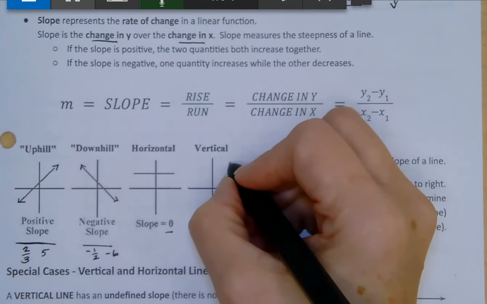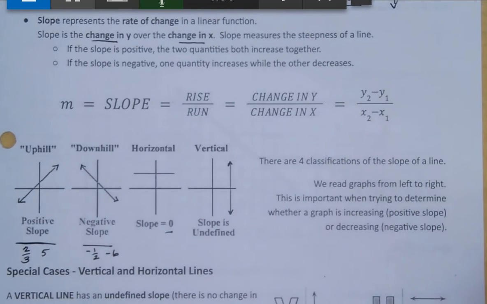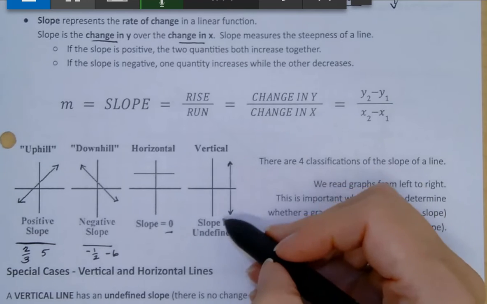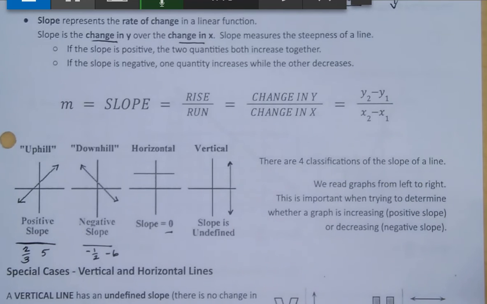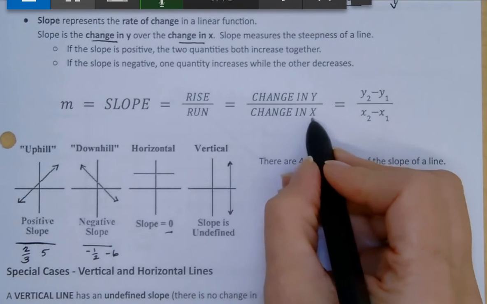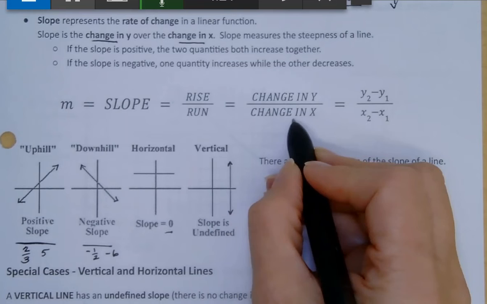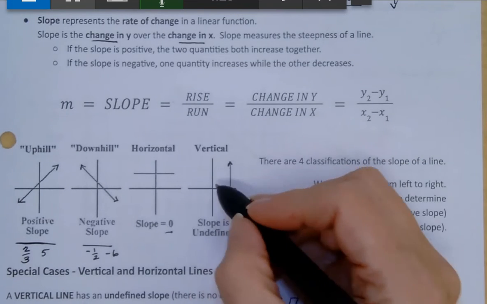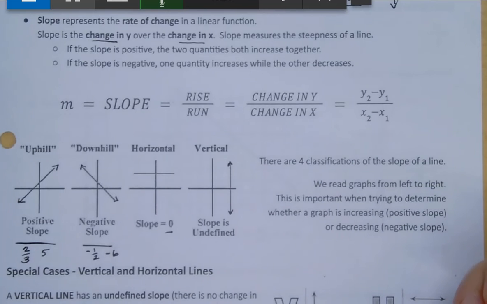unless we have a vertical line like this one. If you had pre-algebra or Math 7 honors last year, you may or may not have talked about a vertical line. When you try to do the math for the slope of a vertical line, your change in x, the denominator, is going to be 0, and we're not allowed to do that. So we have to say that a vertical line has an undefined slope. There is no number that represents that vertical line for the slope.